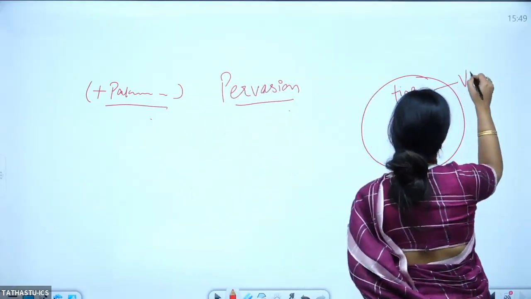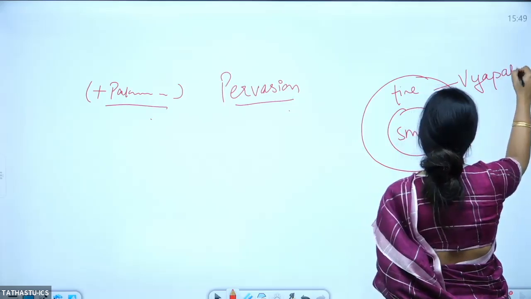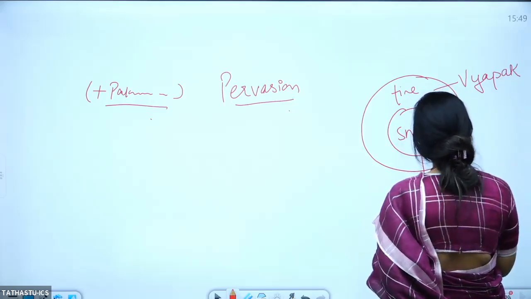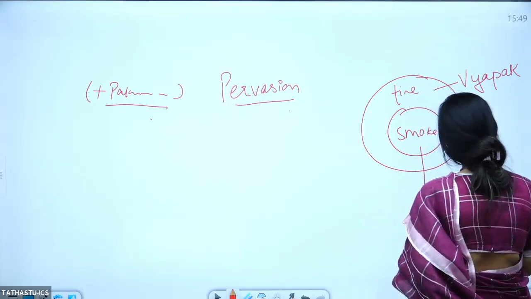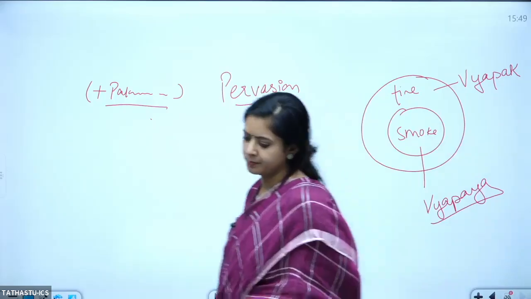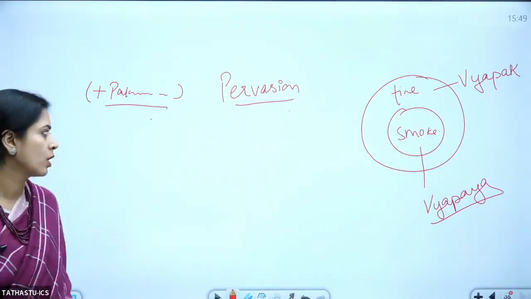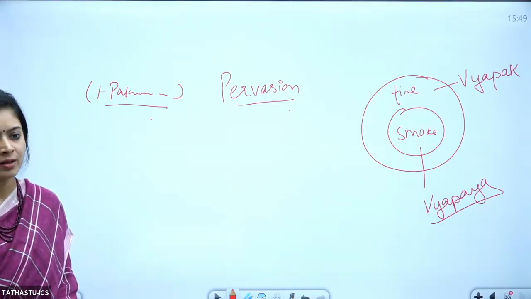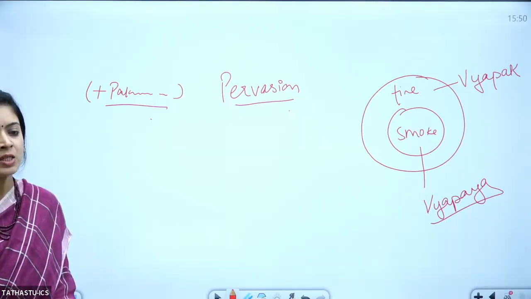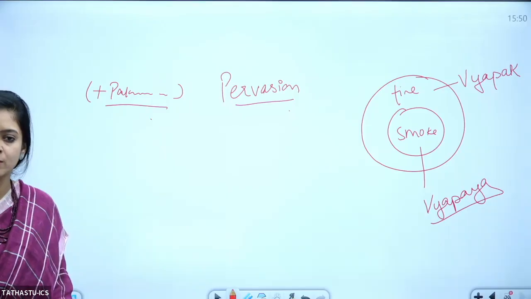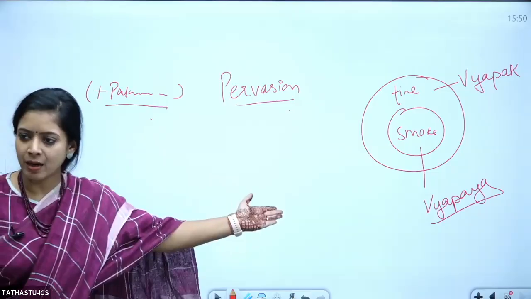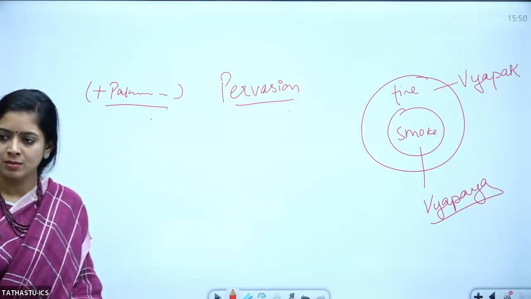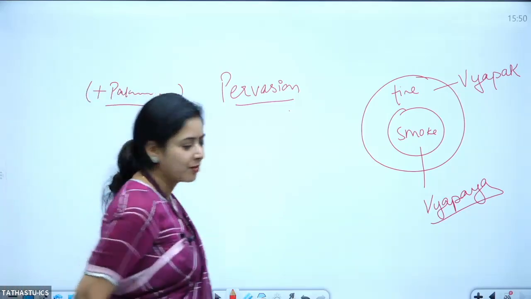Fire is vyapak. Smoke is vyapya. So smoke is always inside, or always pervaded by fire. So can there be smoke without fire? But can there be fire without smoke? Yes. A pie diagram is normal.